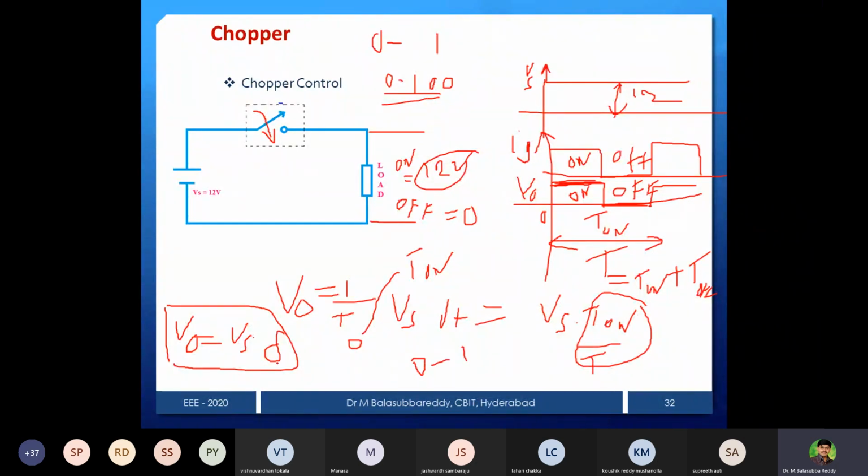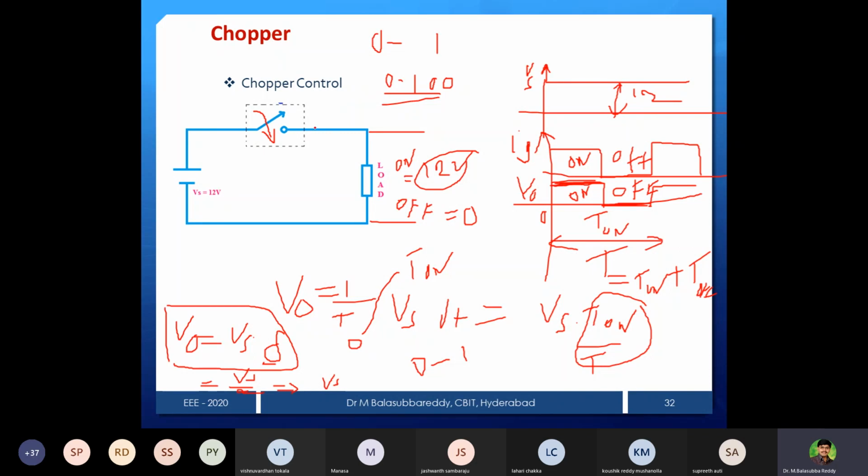If I keep delta equal to 0, what is your output? 0. Delta is 0.5, what is your output? Vs by 2. And then delta is 1, V out is equal to Vs. That's all. So that is your variation from 0 to Vs. So by varying the delta, you are able to get it from 0 to Vs. So that is your output voltage waveform variation.